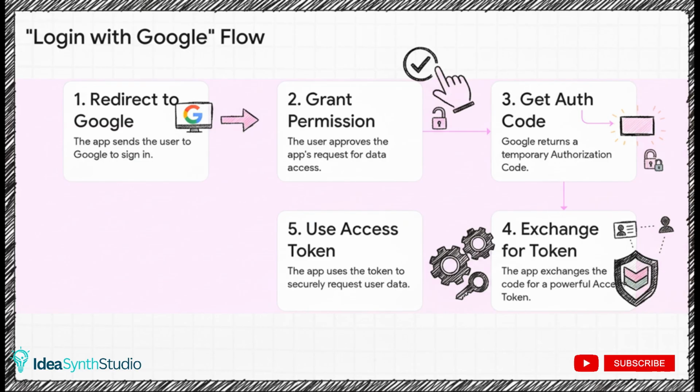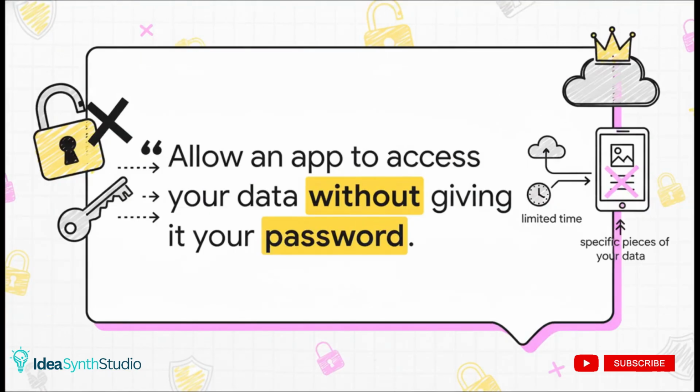Fourth, and this happens behind the scenes in milliseconds, the app takes that code and trades it with Google for a much more powerful access token. And finally, the app uses that access token to ask for just the data it needs, like your name and email. And this right here is the whole point. I mean, this is so profound for our security. You are giving an app a very specific, limited permission to get a tiny piece of your data, but you never, ever hand over the keys to your entire digital kingdom, your password.